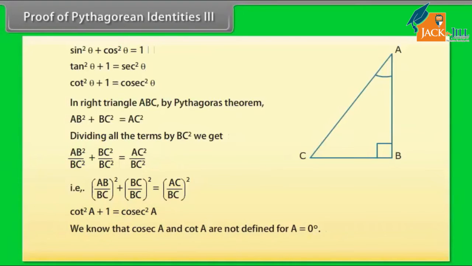We know that cosec A and cot A are not defined for A equal to 0 degree. Therefore, it is true for all A such that 0 degree is smaller than A, which is smaller than or equal to 90 degree. Example 1.